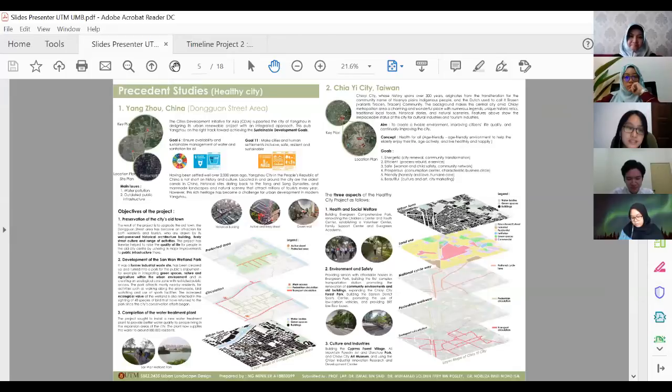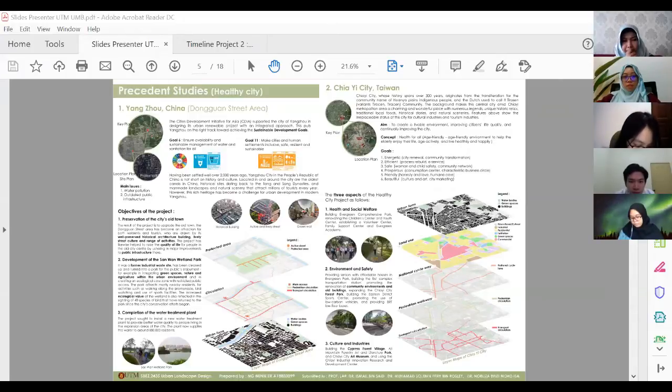The second is Chiayi City in Taiwan, where I found some interesting aims. Their project aims to create a livable environment, improving citizens' quality of life and the city, with the concept of health for all, creating a city that is friendly for all age groups.